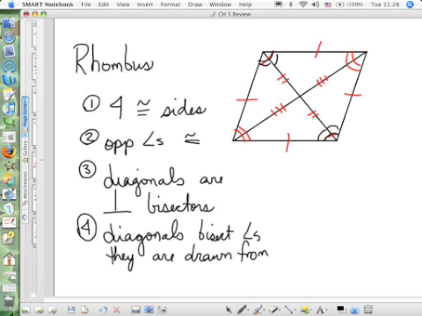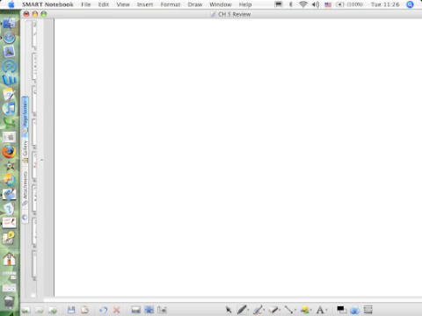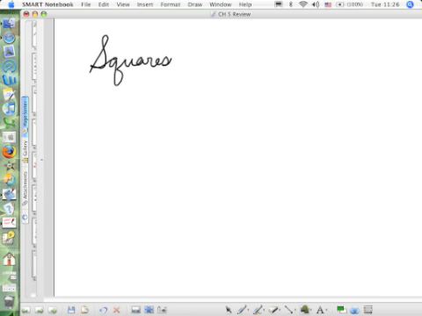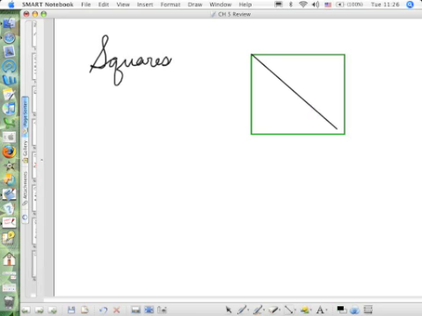All right. Next, we talked about squares. What do we have? Four equal sides, 4 equal angles, parallel lines. It's a rectangle, parallelogram, and a rhombus together. Exactly.